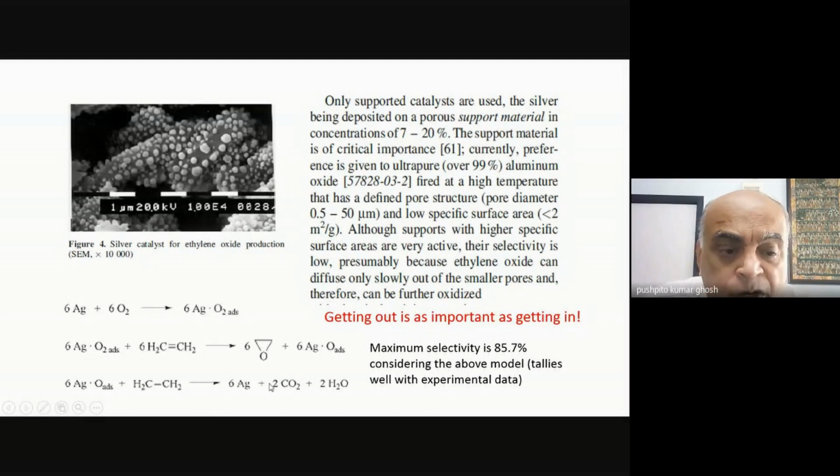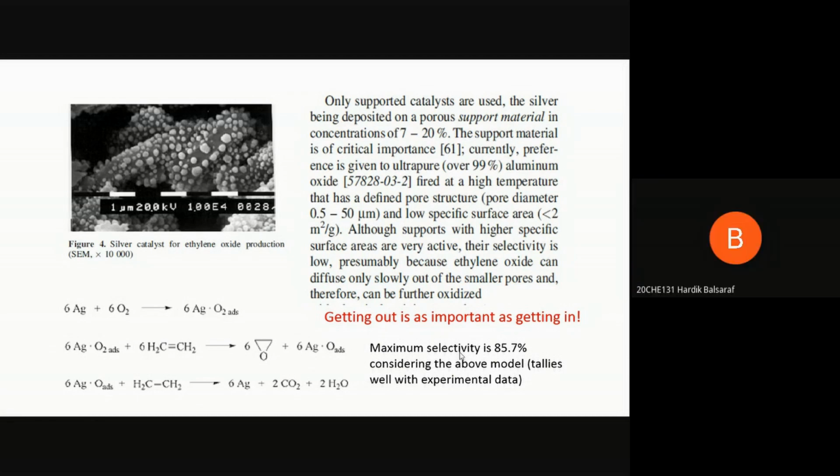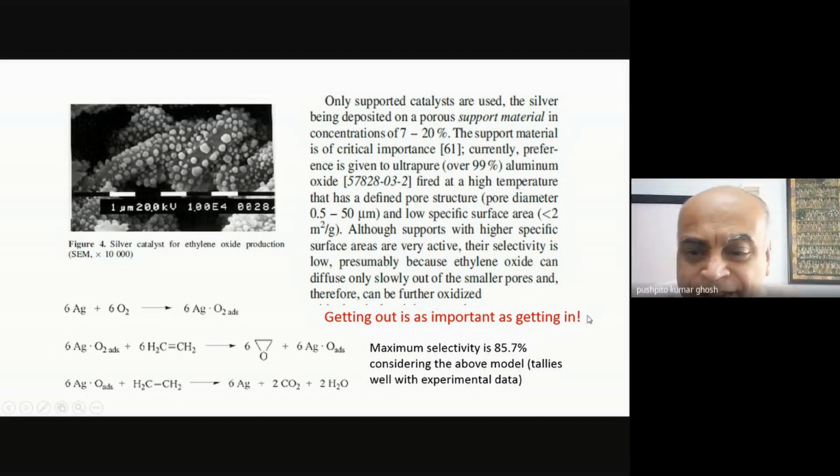You can work it out. Altogether, there are 7 ethylenes, of which 6 of them formed ethylene oxide. So what is 6 upon 7 into 100? So approximately 86%. Have you seen this? Although these things sound great, it's oh great.